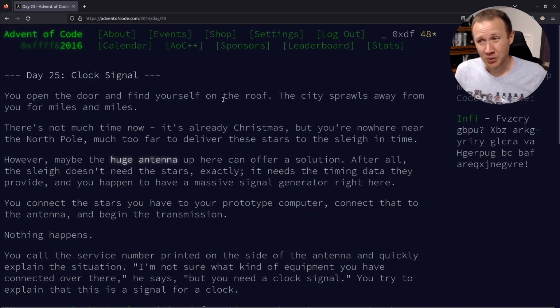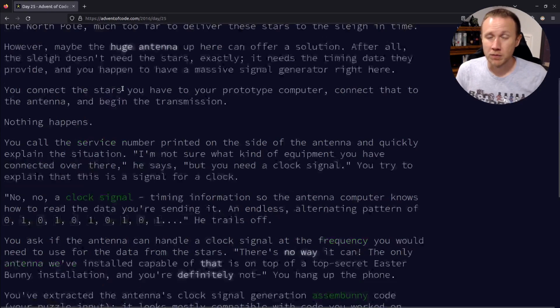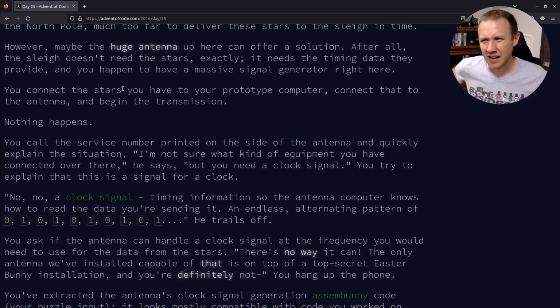Today we're looking at the last day, day 25, clock signal, of Advent of Code 2016, revival of code 2023. Let's look at the challenge. There's a bunch of story here about an antenna, blah, blah, blah. The real thing comes out to: we have a computer, the same computer we used in day 12 I think, and then again in day 23. We might have used it a couple times.